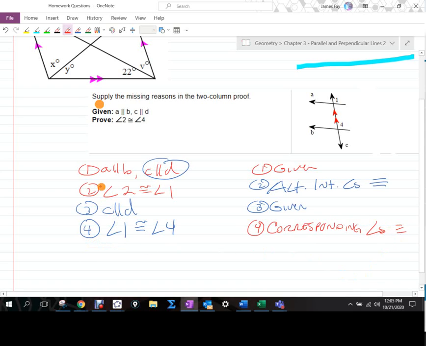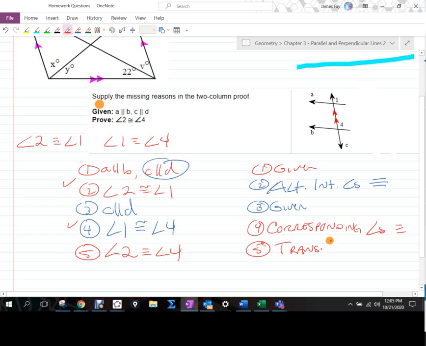Okay. Now, look at statement 2 and statement 4 together. If I put them in line, I get angle 2 is congruent to angle 1, and angle 1 is congruent to angle 4. What's the new argument that I can say? Good. Angle 2 is congruent to angle 4. That's going to be your transitive property. It's the idea that those two things, angle 1 and angle 1, can overlap. They're the middleman. So then we can cut that middleman out, and we're left with angle 2 is congruent to angle 4. That's the transitive property.